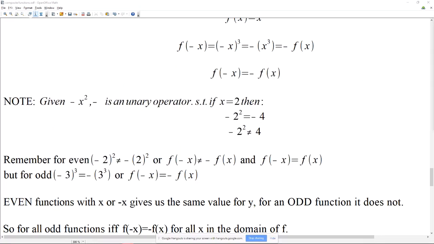Yeah, exactly. The symbols might be a little different. Like in Mexico, they use commas instead of periods. But yeah, the concepts and the symbols are generally the same across the board.